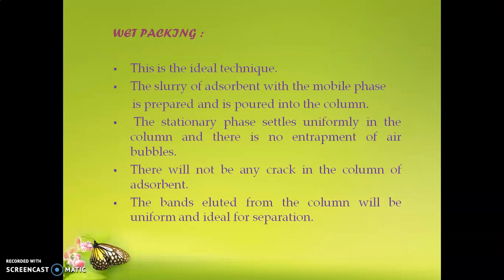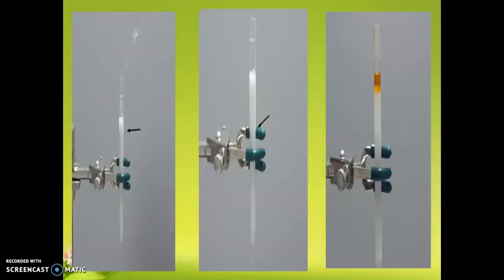Another is the wet packing technique. This is the ideal technique. A slurry of the adsorbent with the mobile phase is prepared and poured into the column. The stationary phase settles uniformly in the column and there is no entrapment of air bubbles. There will not be any cracks in the adsorbent. The bands eluted from the column will be uniform and ideal for separation. This is the picture which shows the wet packing of the column.